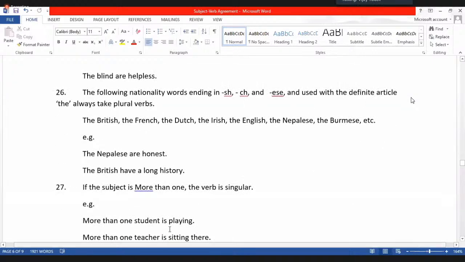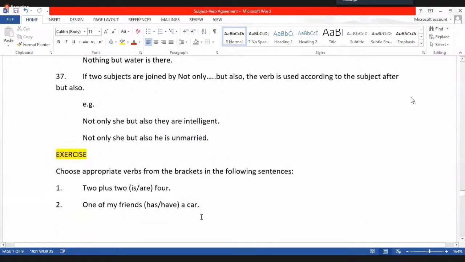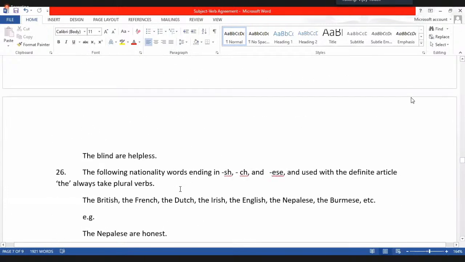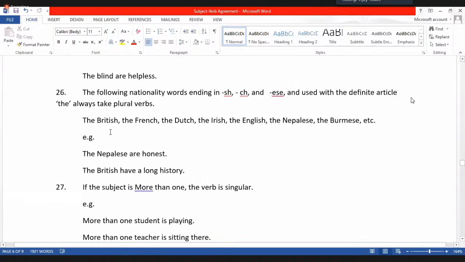Number 26. Now we have only 3, 4, I think, up to 36, 37. See, let's complete this now. Easy rules. Number 26. The following nationality words. If the nationality words end with sh, ch, ese, and before this, if there is article the, we use plural verb. The British, the French, the Dutch, the Irish, the English, the Nepalese, the Burmese, etc.